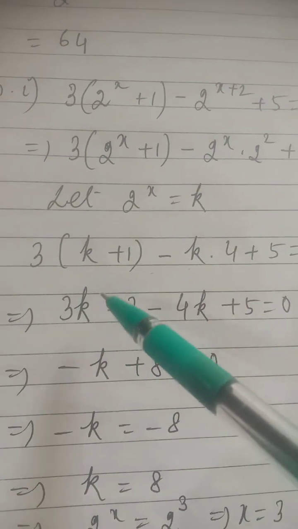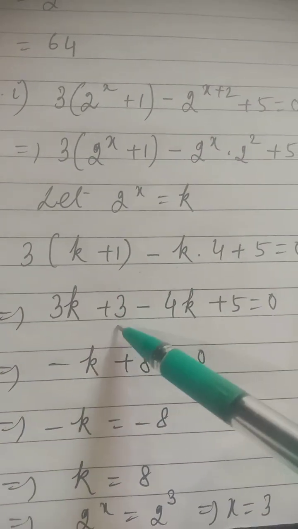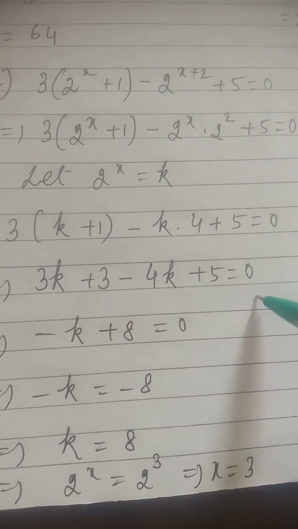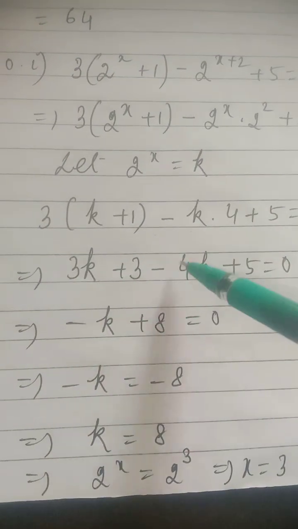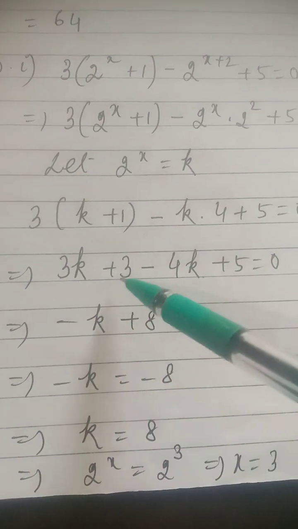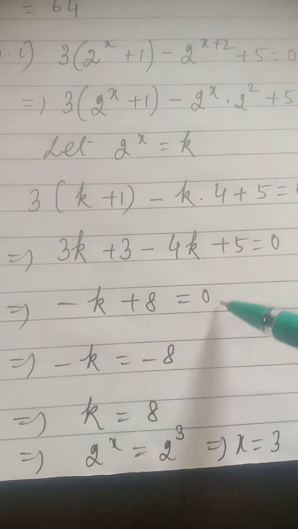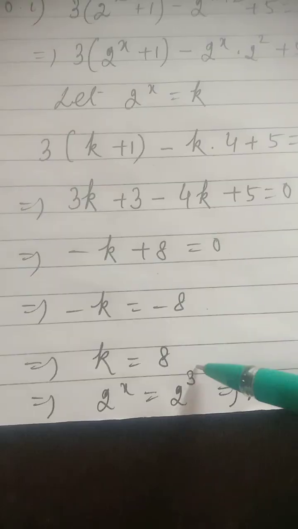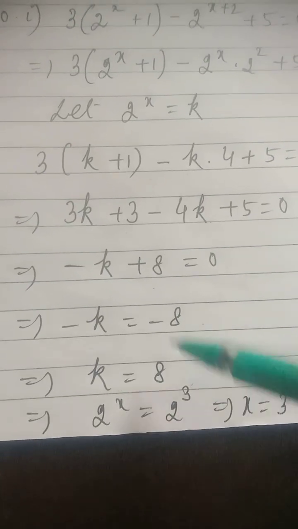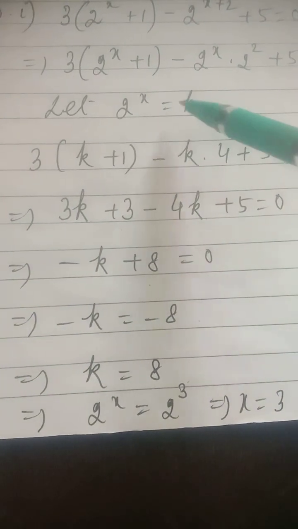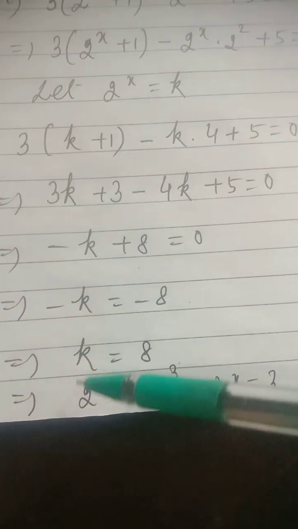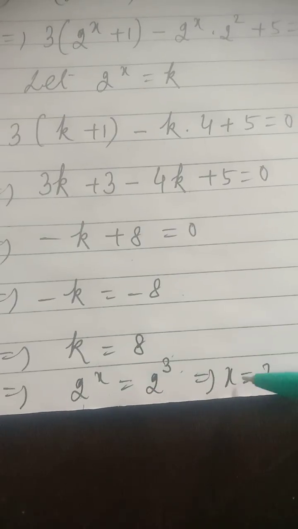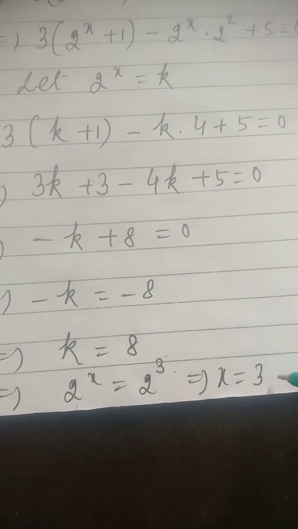This implies 3k plus 3 ones are 3, minus 4 into k means 4k, plus 5 equals 0. This implies 3k minus 4k means it's minus k, plus 3 plus 5 it's plus 8 equals 0. So now minus k equals minus 8, so k equals 8. But we have to find the value of x. Now k we had supposed as 2 to the power x. So 2 to the power x equals 2's cube. Now the base is same, so the power will also be same. So x will be equal to 3.